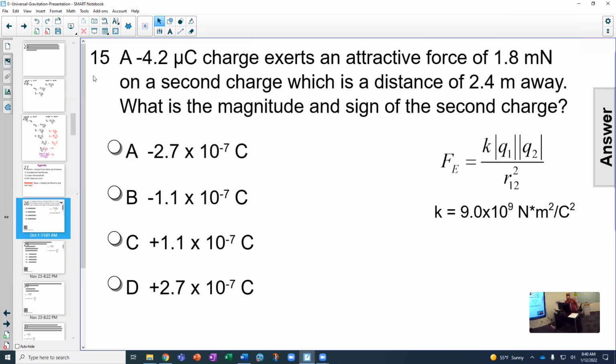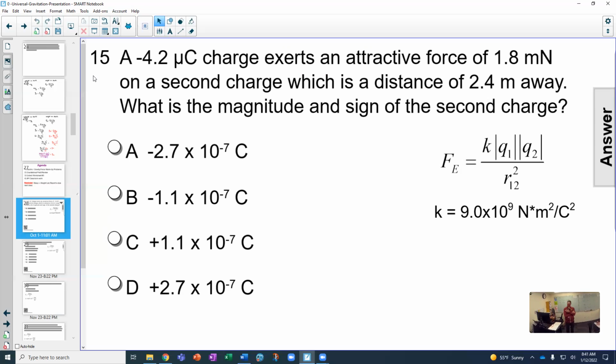So this one says we have a negative 4.2. What's that little funny U shape mean? Times 10 to the negative 6 power. And if you're, again, not confident with metrics, they've got a little metrics prefix here on the formula sheet. It tells you micro right here, shows the symbol, tells you 10 to the negative 6. So you can look that up. A negative 4.2 microcoulomb charge exerts an attractive force of 1.8. What's MN? Millinewtons. And if you're not familiar with milli, it's on here, times 10 to the negative third. So you can check that out. On a second charge, which is a distance of 2.4 meters away. What is the magnitude and the sign of the second charge?